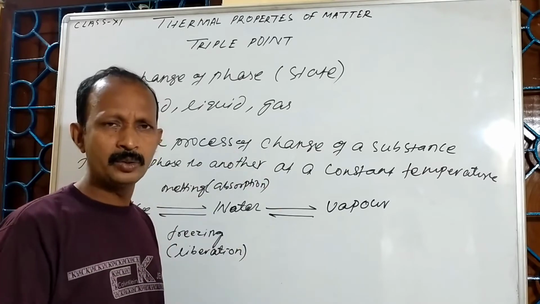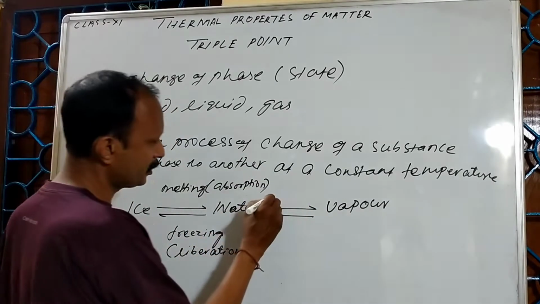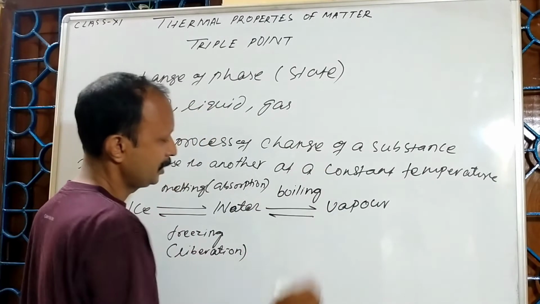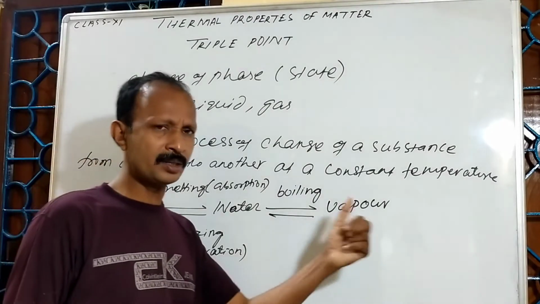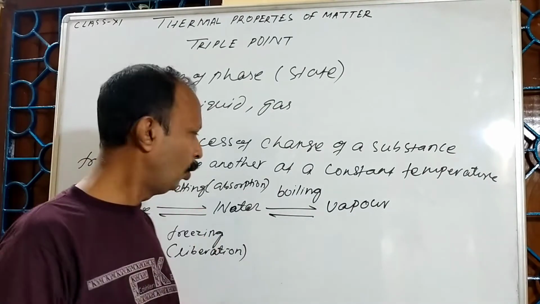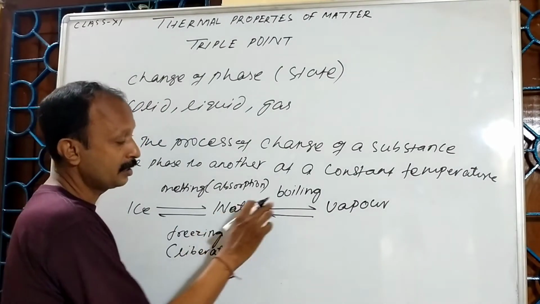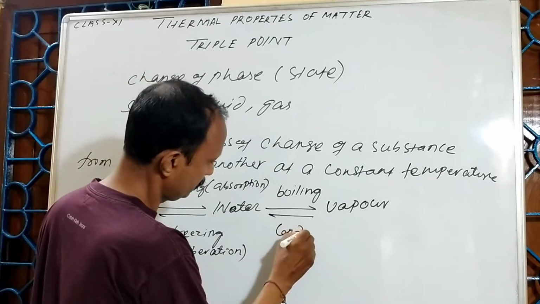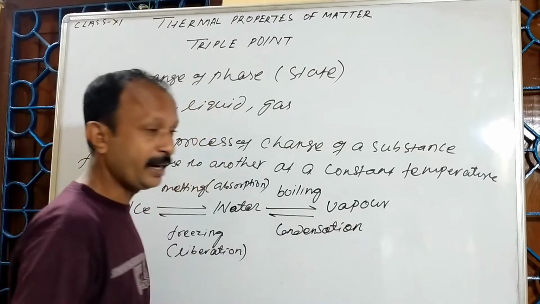Now, water, when you supply heat, one stage comes, the water converts into gaseous state or the vapor. That process we say boiling. At the same time, the vapor or the gaseous state, if we cool it, again we will get back the water in this case. That process we say condensation.